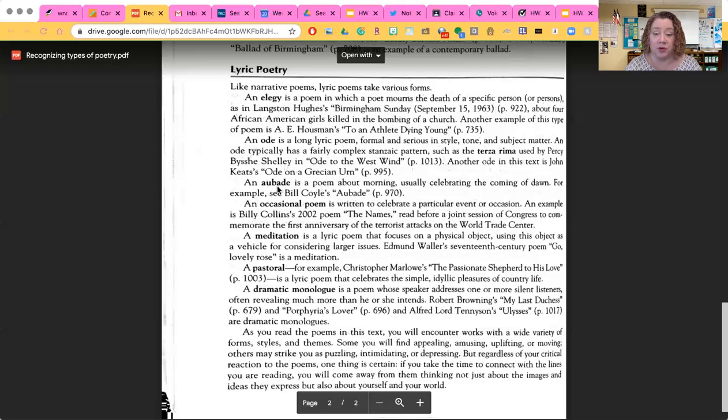A pastoral, those we usually find in the 17th century. Those are poems about countrysides and forests and sheep, stuff like that.